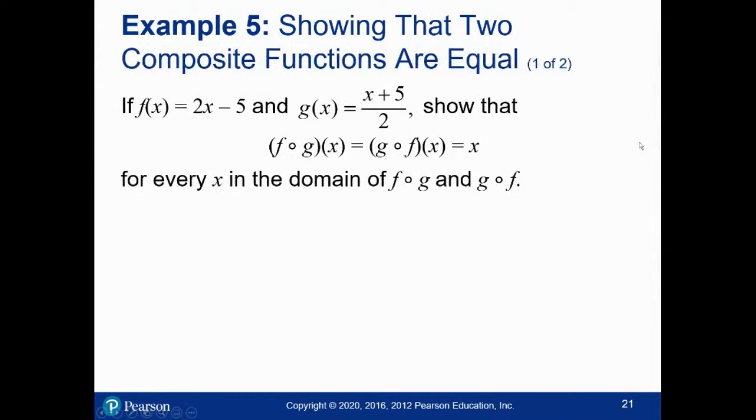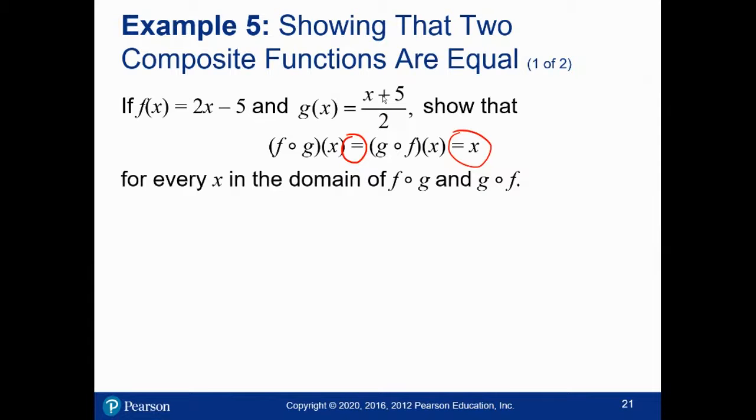Let's do another example. I have two functions f and g. f of x is 2x minus 5, and g of x is x plus 5 over 2. Show that if I do the composition f of g, but if I also do the composition g of f, I get out the same thing. These two things are equal, and what I get out is just plain old x. So work through these compositions, do the relevant simplifications, and see that you get out the same thing.